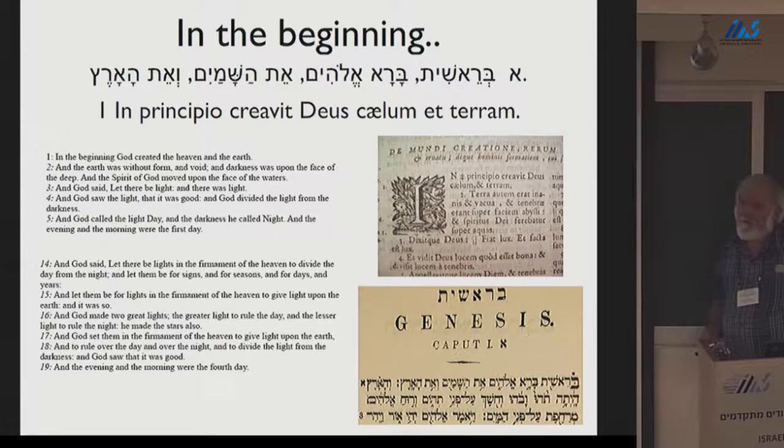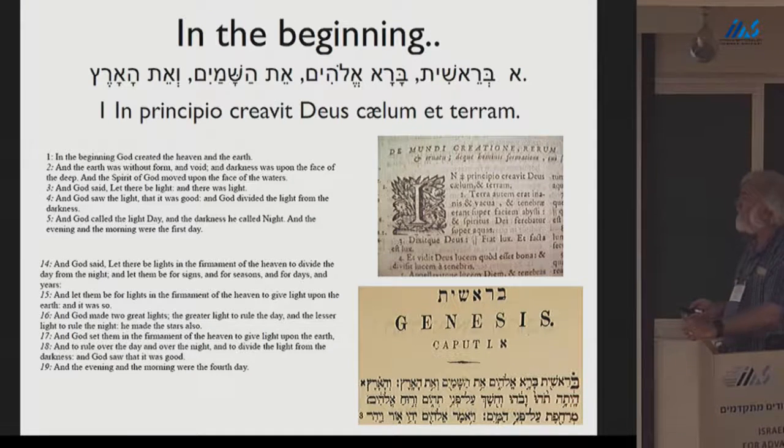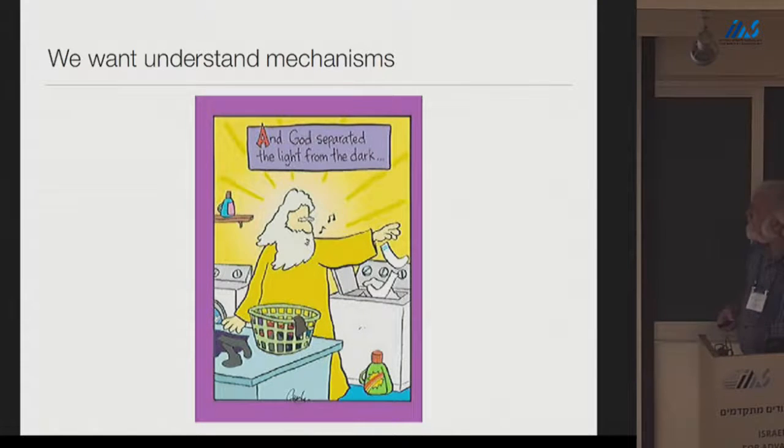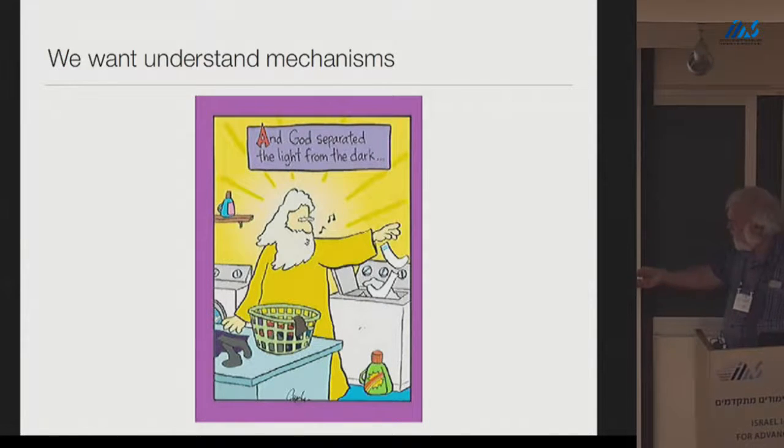But it's not enough just to have a description of what's going on. We also want to know exactly how things developed in the early universe. Here's one theory. And God separated the light from the dark.